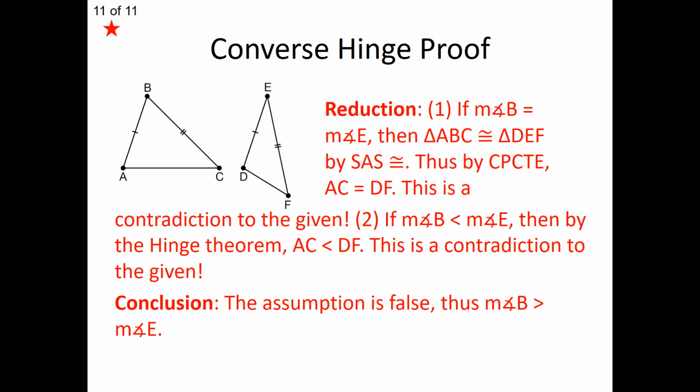So we toss out our assumption that angle B is not greater than angle E. That's false, because the two other possibilities each run into a contradiction, which means that because our assumption is false, angle B must be greater than angle E. And that's the conclusion we wanted, to prove that we can compare those angles. And that's the converse of the Hinge theorem now. So QED, okay, we got that one.